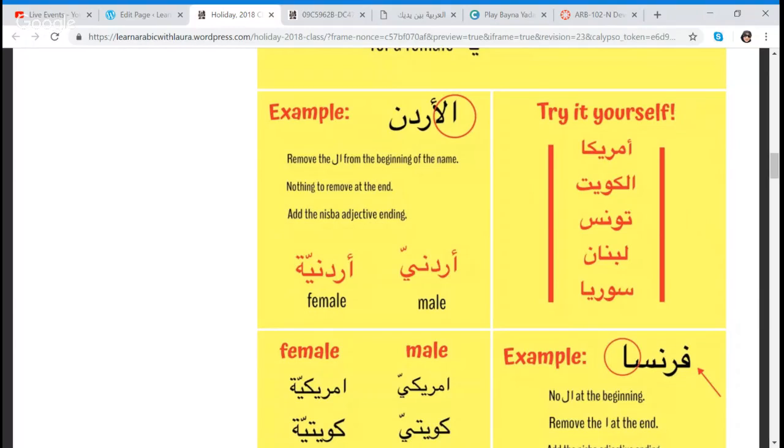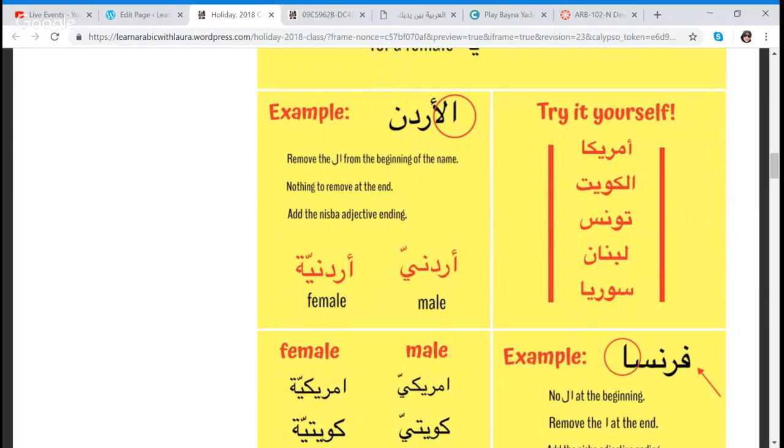Okay. Amriki, Amrikia. Good. Remember your shedda. You have Amriki, ya with shedda, and Amrikia, ya, shedda, and tamar buta. Okay, did you write those out?